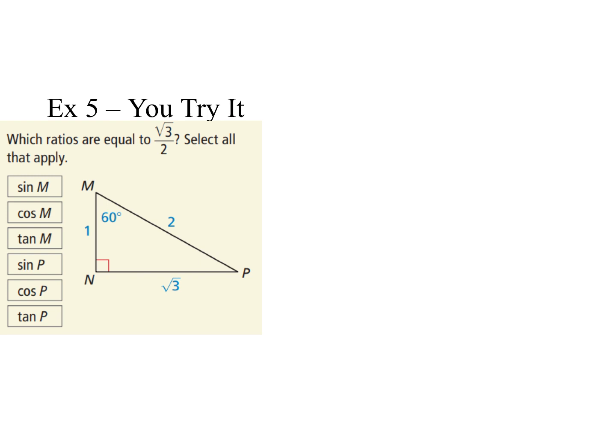So for this one, it says which ratios are equal to the square root of 3 over 2. So the first thing I'm going to do is start out looking at the sine of m. So sine of m is equal to the opposite, which is the square root of 3, over the hypotenuse, which is 2. So that's going to give me this answer. So that works. The sine of p is equal to the opposite, which is 1 over the hypotenuse, which is 2. So that's not going to be a solution.